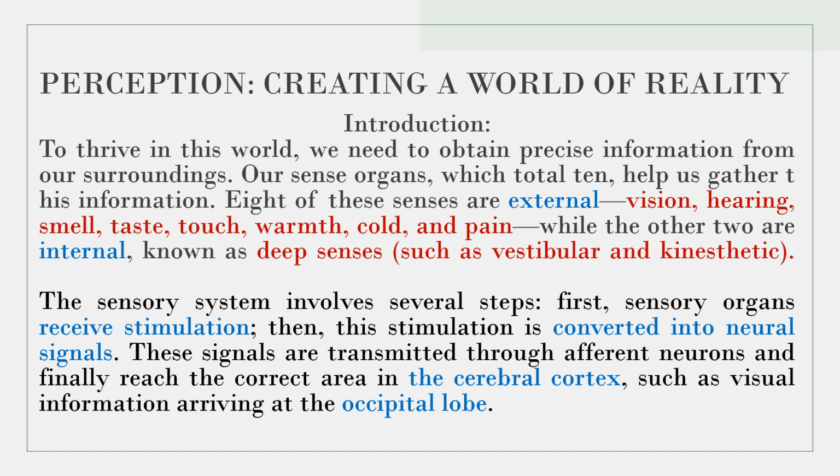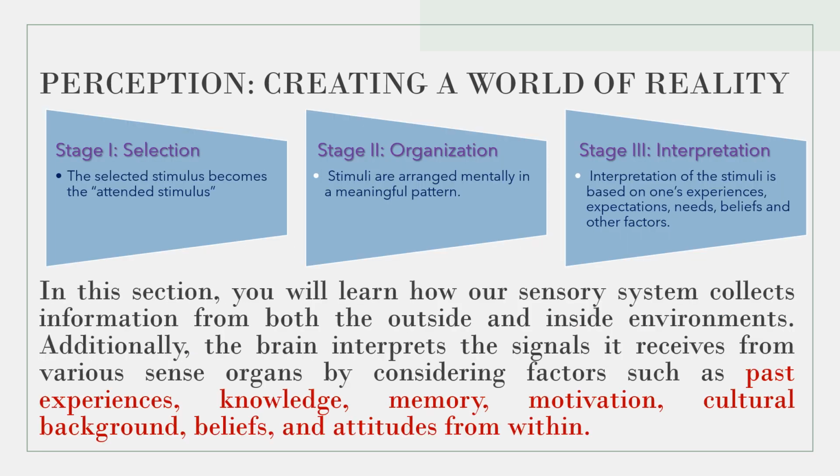So what is the process? What are the several steps? First, the sensory organ receives the stimulation, then the stimulation is converted into a neural signal. That signal is transmitted through the afferent neuron to a certain part of the cerebral cortex, and that leads to perception. For example, for visual information, it arrives at the occipital lobe. So the chain is selection, organization and interpretation.